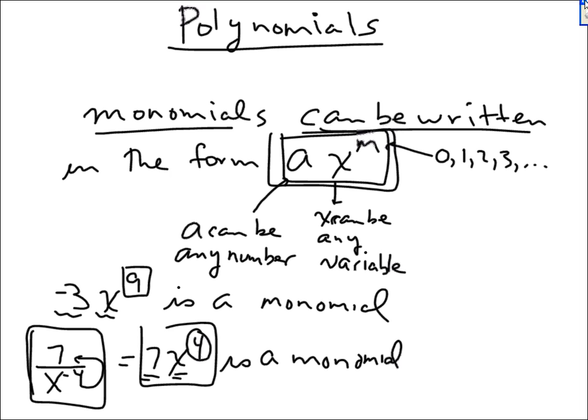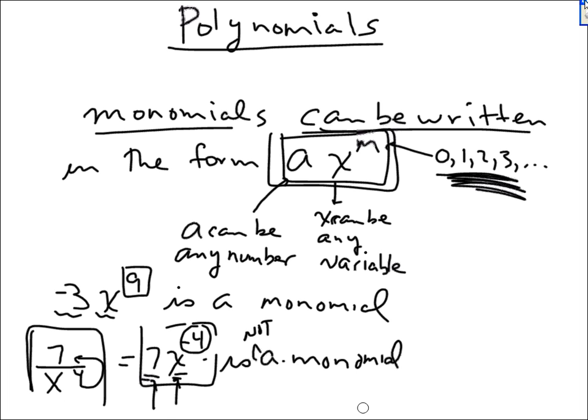Now, if this 4 in the bottom, I'm going to modify it. If it was just 4, then when I bring it to the top, it'll be 7x to the negative 4. Here's my number, here's my variable, here's my exponent. But that's not an allowable exponent. This is not a monomial. Why? I couldn't write it in ax to the m form where m was one of those allowable numbers.